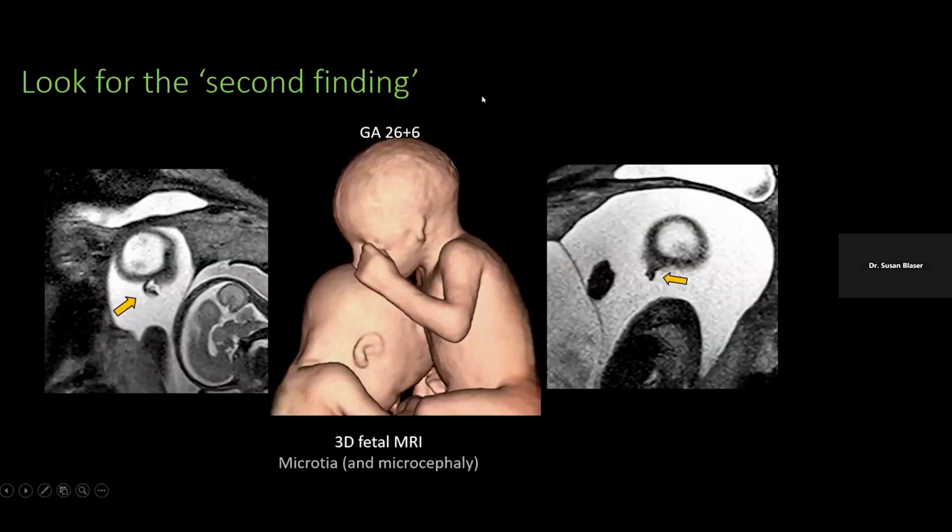Now, always look for the second finding when you find an ear anomaly. And whenever you find a brain anomaly, look for the second finding with regards to ENT. So here's a 26-week set of twins. They were sent to us not for microtia, but you can see that they have asymmetry in their head size. The smaller twin has the microtia, and that also has microcephaly. And if you take a look here, there is the pinna on the larger twin and the microtic ear on the smaller twin.